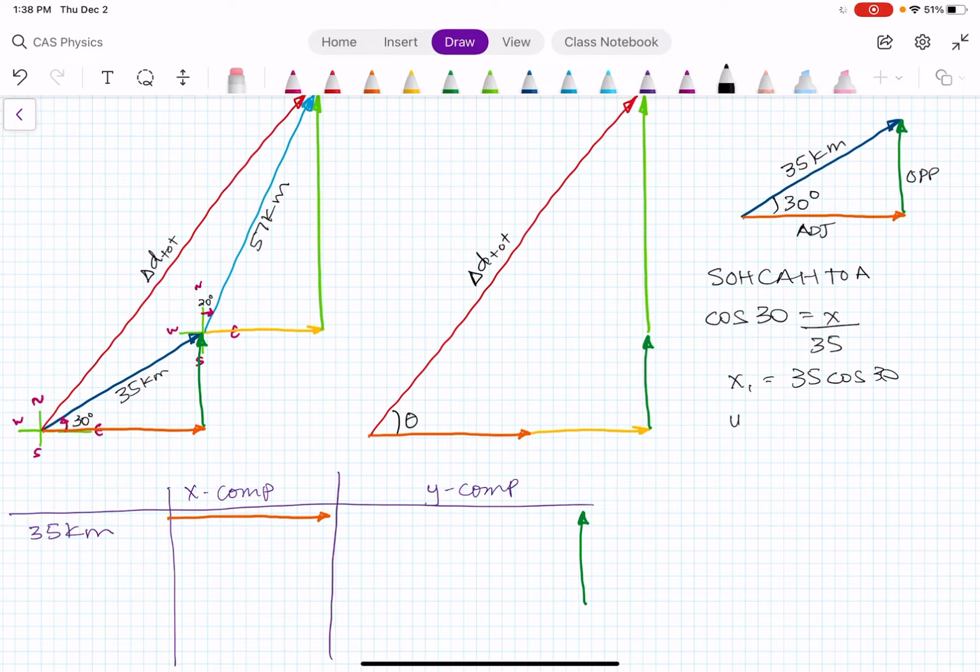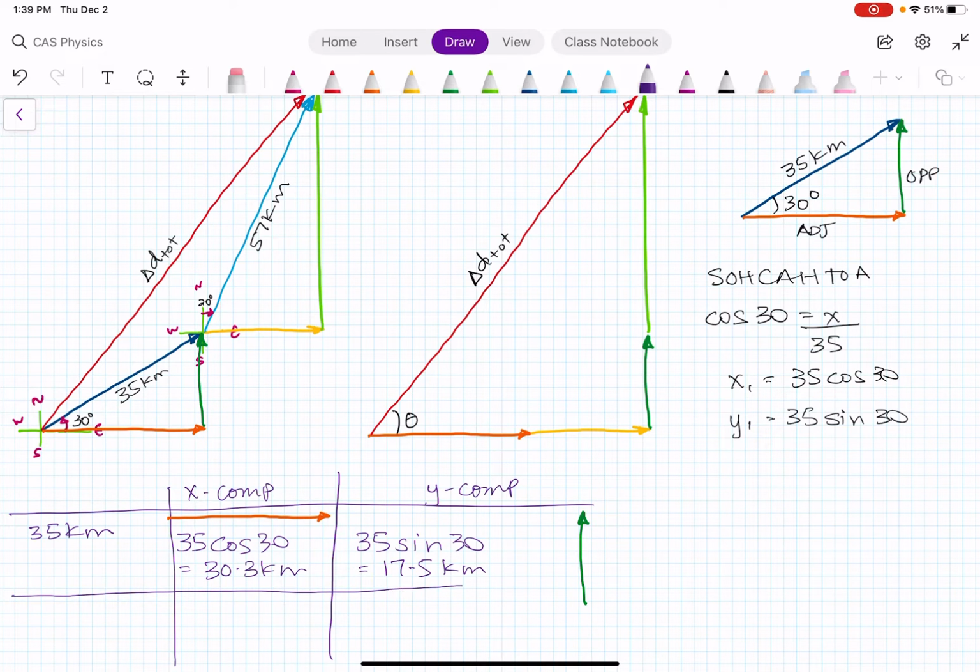And then to find the y component of the first vector, it's just the sine, right? I'm just going to write it out, 35 sine 30. So those are the two values I'm going to put into my little table here. This is equal to 35 cosine of 30, and this is equal to 35 sine of 30. Okay, and when I calculate that, I get this equals 30.3 kilometers, and this equals 17.5 kilometers. All right, done for the first one. I know my x and my y coordinates.